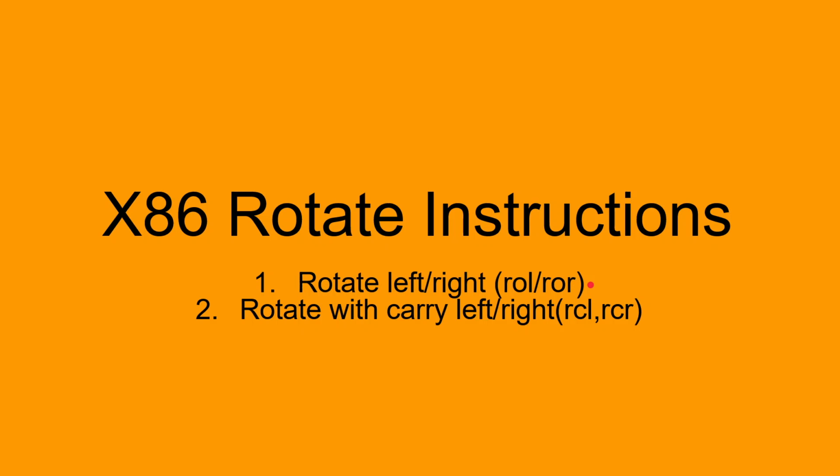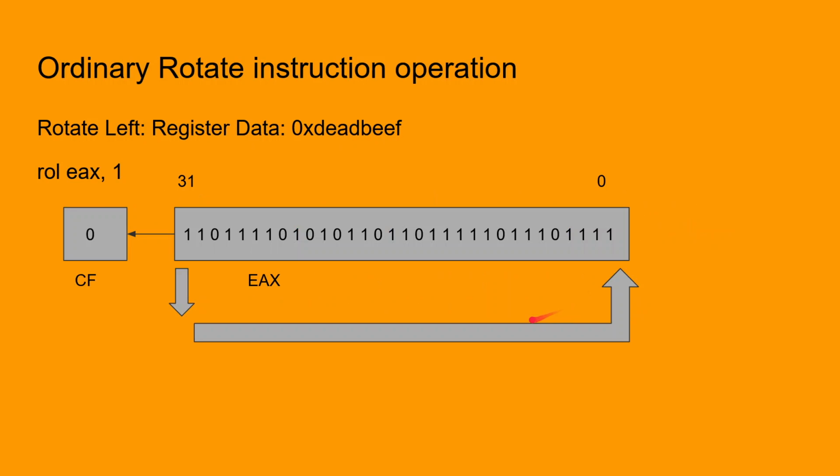In general, the operation of the rotate instruction is very similar to the shift instruction, except that in the case of a shift instruction, the bits that are being shifted out are lost, whereas in the case of a rotate instruction, those bits are pushed to the other end of the register.